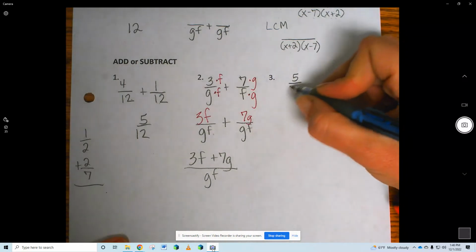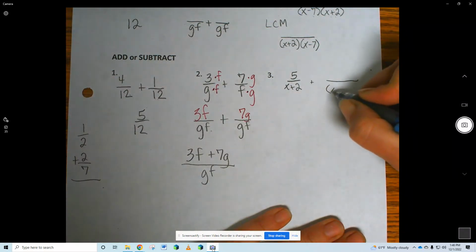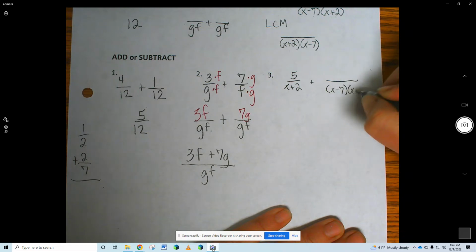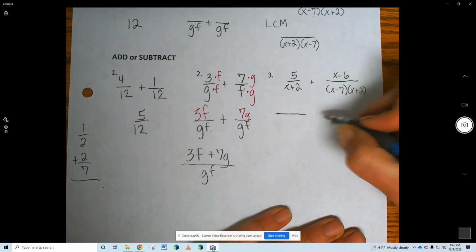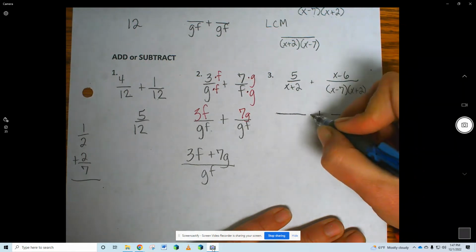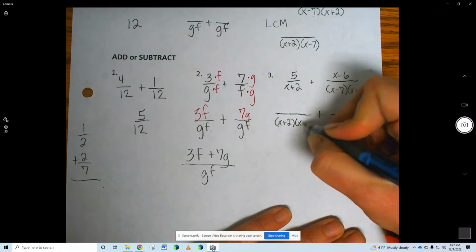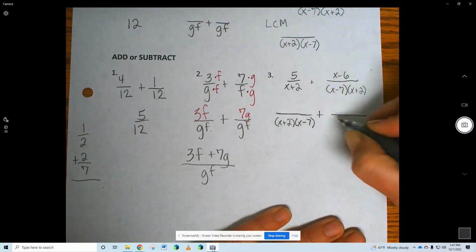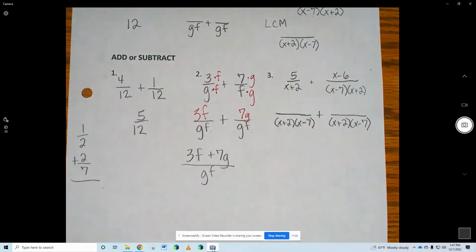All right. Let me rewrite the problem just because I want to. X minus 7, x plus 2. Okay. My new denominator is both binomials, x plus 2, x minus 7. So there's that.